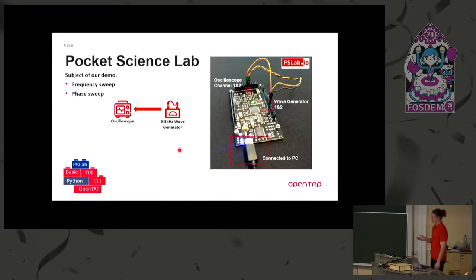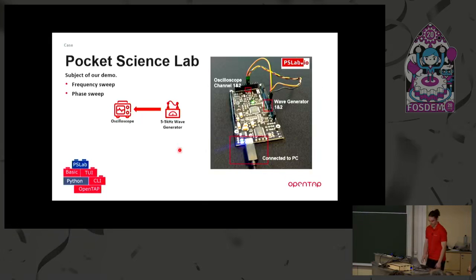And then finally, we have the subject of our demo, which is a hardware device called Pocket Science Lab. It's open source hardware developed by FOSSASIA, and it has some simple oscilloscopes and a waveform generator on it. We thought it would be fun. We saw it last year here at FOSDEM and talked to the people there, and we thought it would be fun to use it for our demo.